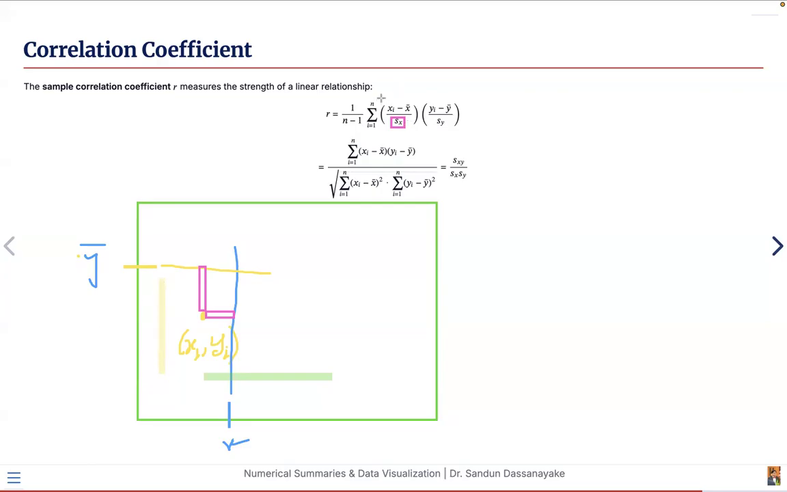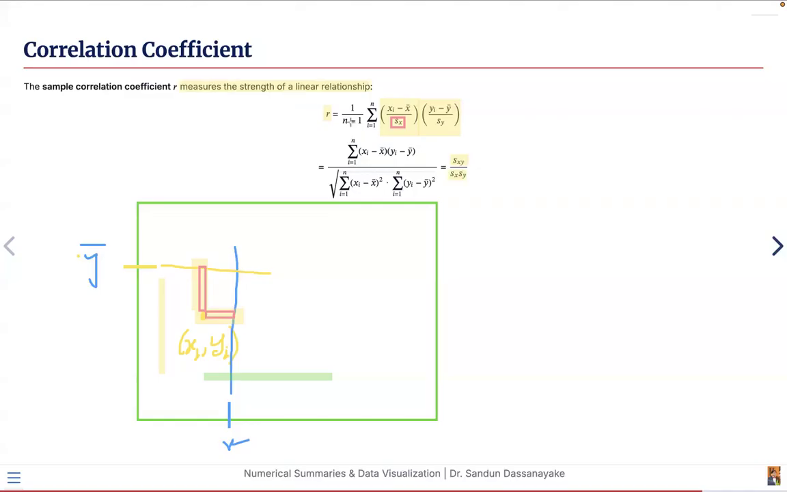So when we take this ratio, we take the ratio between that particular observation and its distance to the x bar and the y bar, as a proportionate value to these two. We get the summation of it. So at the end, we get a ratio kind of value. That is what the correlation coefficient is. In simple terms, we get the xy covariance divided by Sx Sy. So this is the sample correlation coefficient. It measures the strength of a linear relationship.